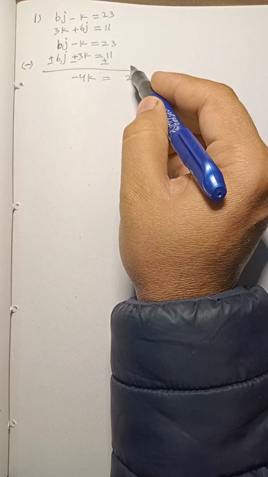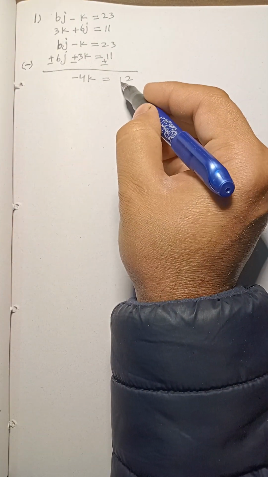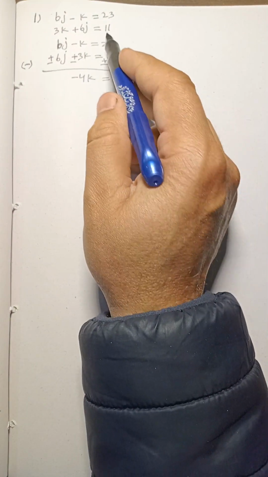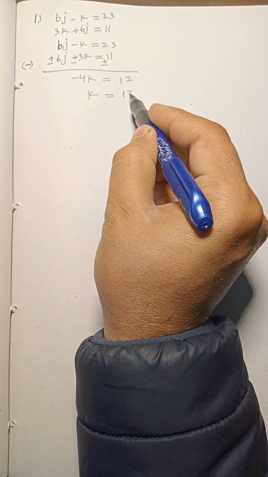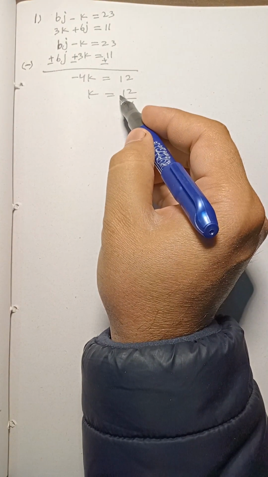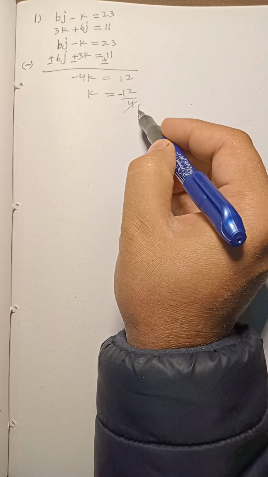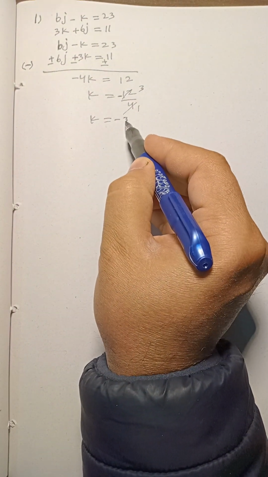And here 23 will be subtracted by 11. Answer is 12, 3 minus 1, 2 and 2 minus 1, 1. And it will carry a plus sign because the bigger term carries the plus sign, that is 23. Now divide here by 4 and this minus sign will be written on the number side. 4 1s are 4 and 4 3s are 12. So k is equal to minus 3.